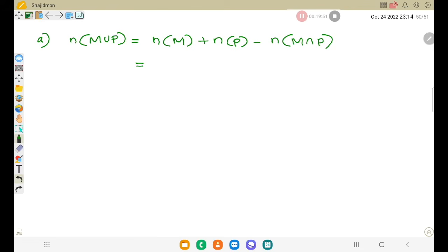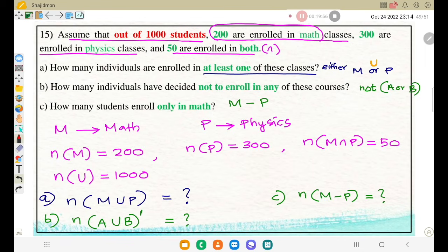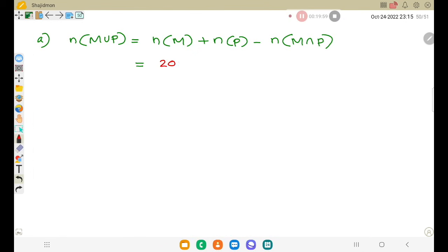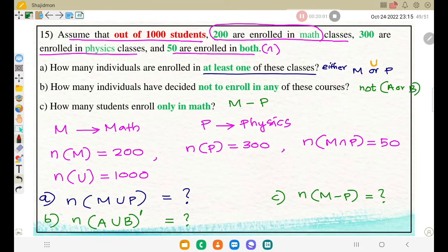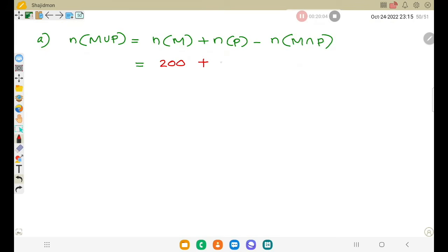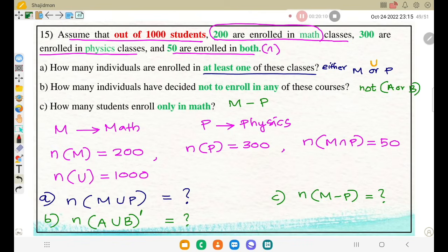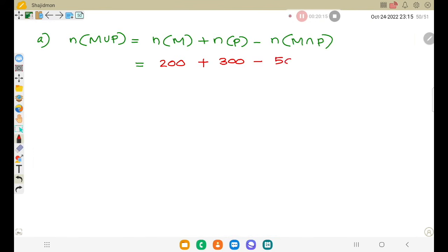Now you can see the numbers in the question and apply them. Number of mathematics 200, plus number of physics 300, minus number of M intersection P, mathematics intersection P, which is 50. So you will get the answer: number of M union P, that means 300 plus 200, that is 500, minus 50, that means 450. Hope it is clear to you.